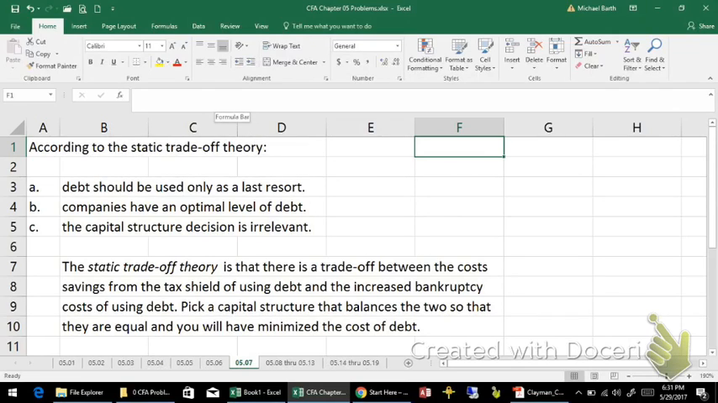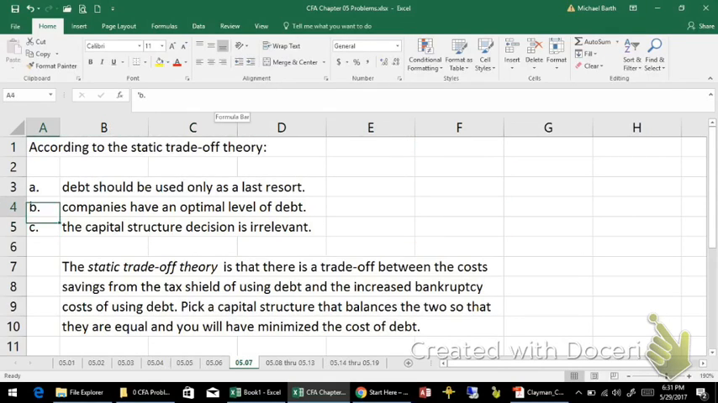So static trade-off theory says that as the cost of capital goes down because of the tax shield and goes up because of the increased bankruptcy costs from using debt, there's some point of equilibrium in there where the two are balanced. And at the point where they balance, that's the least cost of capital. And so there's some optimal mix of debt and equity out there that will minimize the cost of capital.